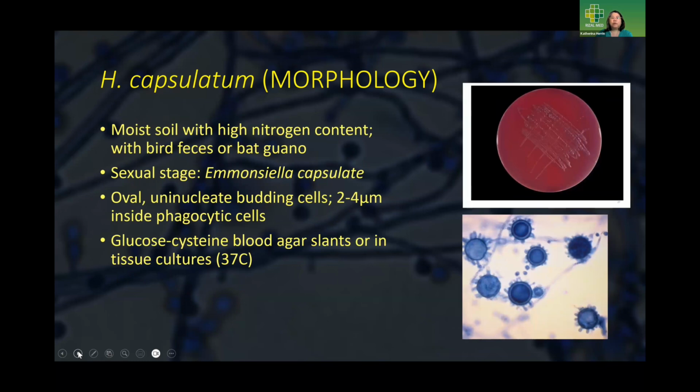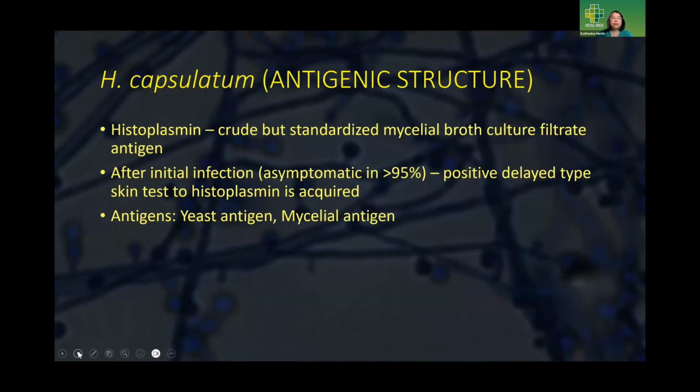In tissue or in vitro enriched medium at 37 degrees centigrade, the hyphae and conidia convert to small, oval yeast cells 2 to 4 microns in diameter, and in tissue the yeasts are seen within macrophages. Histoplasmin is filtrate antigen used for skin testing, with more than 95% of asymptomatic individuals showing a positive delayed type skin reaction. Serologic testing for both yeast antigen and mycelia antigen can be done.